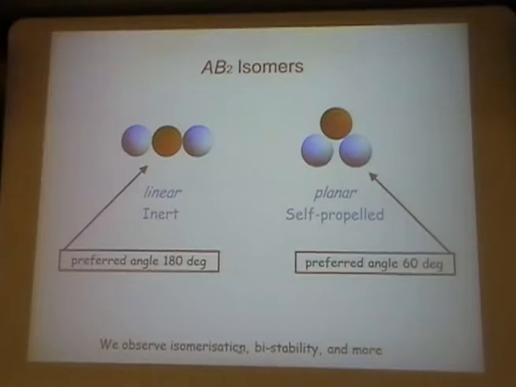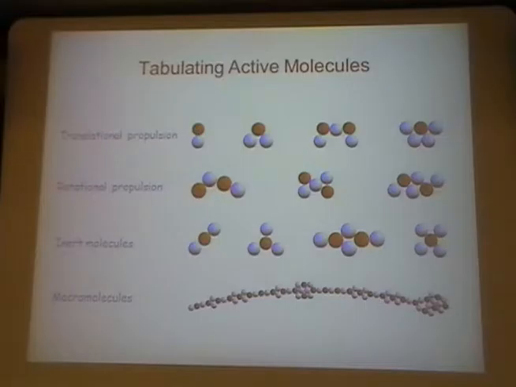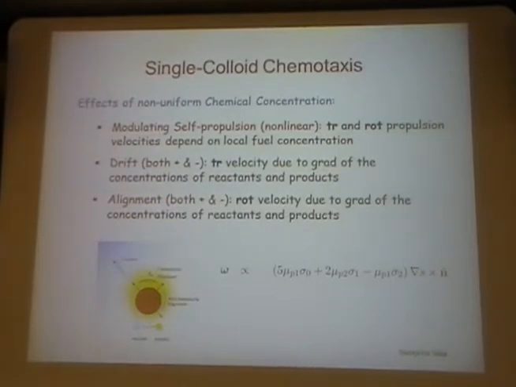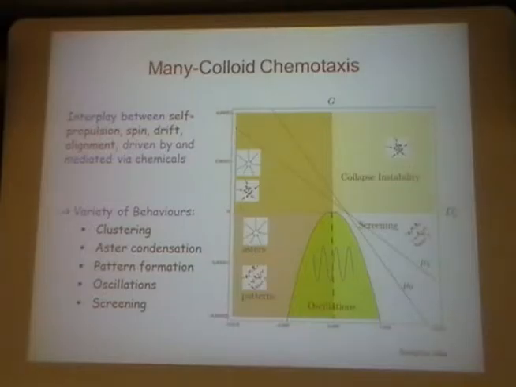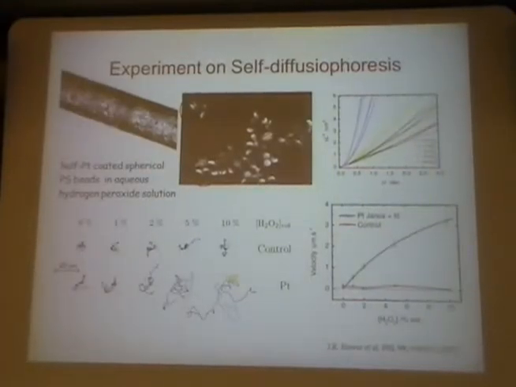So it could exist in a linear form and also in a form which is planar with this angle. This one is self-propelled and this one is inert, so you can make these gains with designing these colloidal molecules with different functionalities. You can tabulate them, you can get ones that have spontaneous spin, like these ones, and so on. You can get macromolecules, etc. Right, so this is also some complicated stuff about collective behavior. I think I won't have time to cover those.